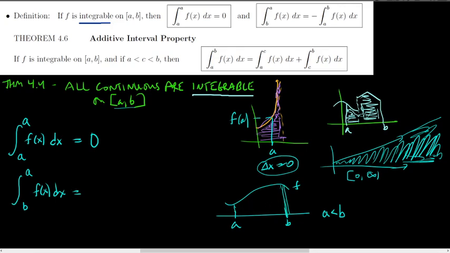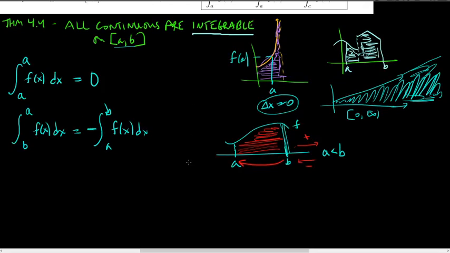But what happens if you go from b to a? In other words, you're going backwards. You're going right to left. Left to right is positive, right to left is negative. So even though this area will be finite, when you calculate the definite integral from b to a, you don't get the same thing. You get the opposite. You get a negative sign in front. So when you switch the upper and lower limits of the integral, you get a minus sign.